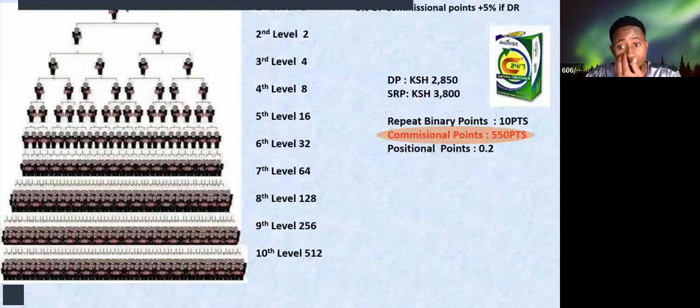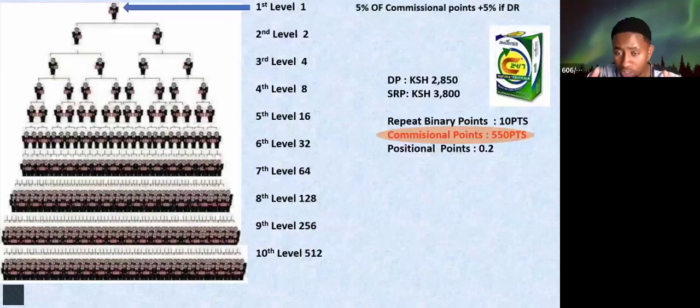Ignore the price of C24/7. But C24/7, the BP, that is the biggest C24/7, it has a repeat binary of 10 points, commissional points of 550 points, and positional points of 0.2. That is the blister pack. But then in Unilevel, we are only considering the commissional points.